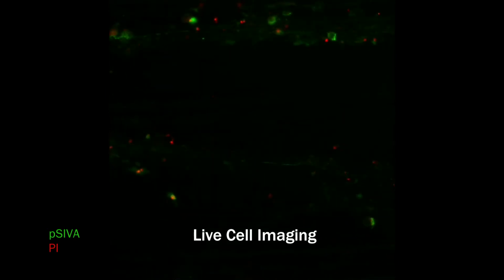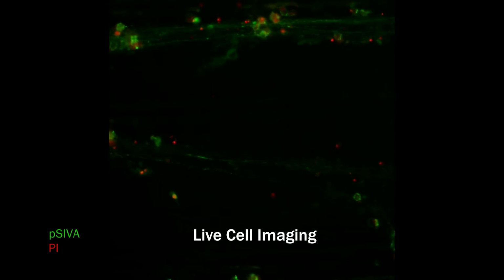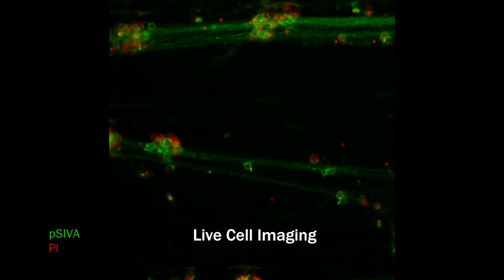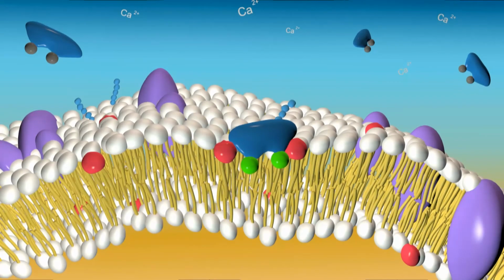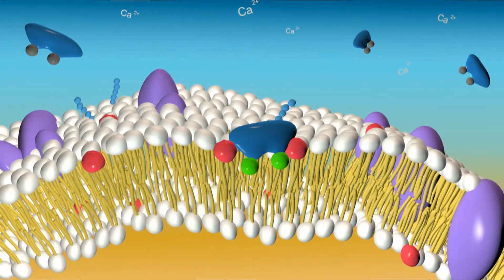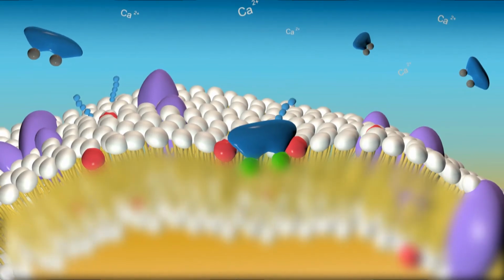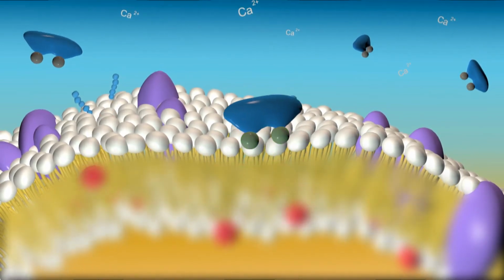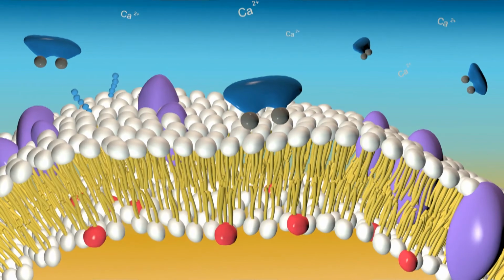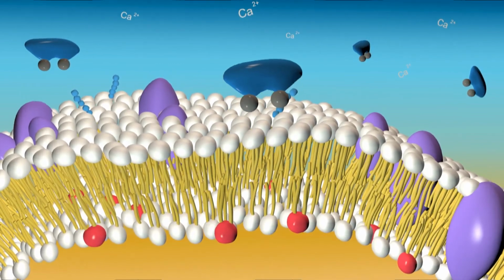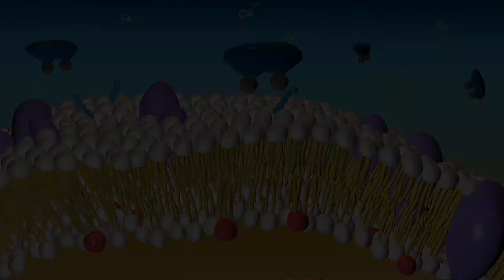For instance, phosphatidylserine translocation is clearly visualized by an increase in pSIVA staining in a model of neuronal cell death. Real-time monitoring of transient phosphatidylserine exposure is also unique to pSIVA. If phosphatidylserine flips back to the inner bilayer, pSIVA is released and results in the loss of fluorescence.